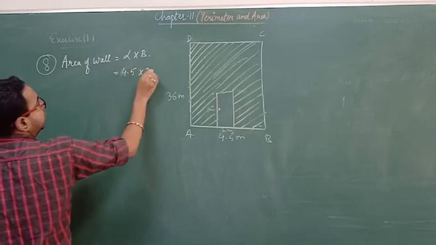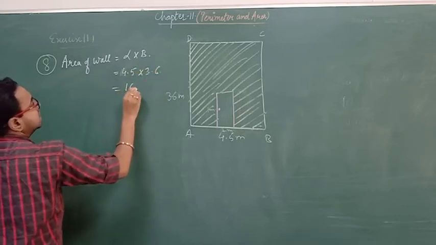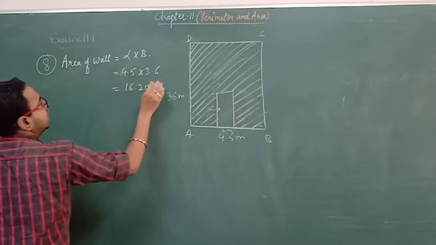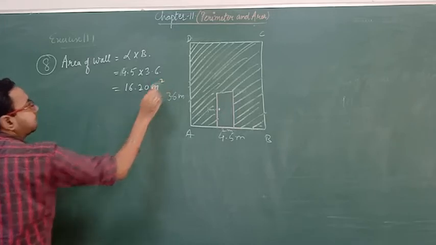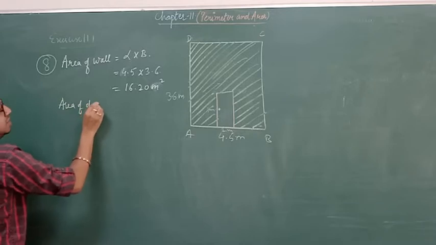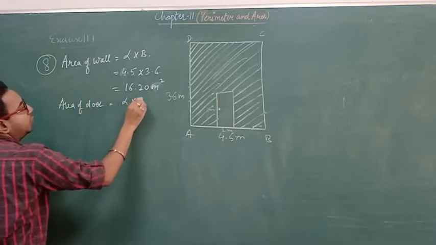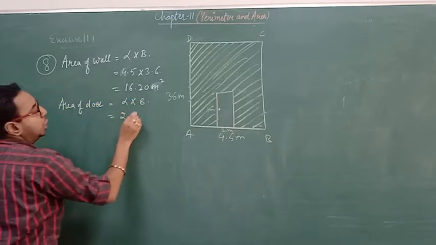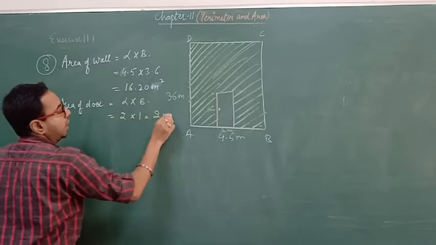Area of wall, it's in the shape of a rectangle, hence length into breadth, that is 4.5 into 3.6, which is equal to 16.20 meters square. Clear? Now, area of door, again in rectangular shape, hence length into breadth. You have to write the formula every time, please do remember. 2 into 1, that is 2 meters square.